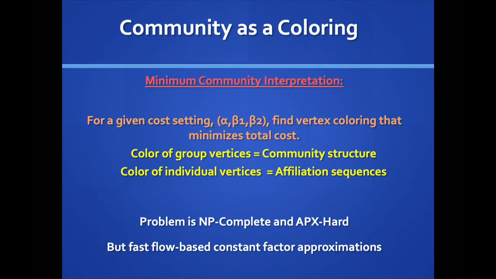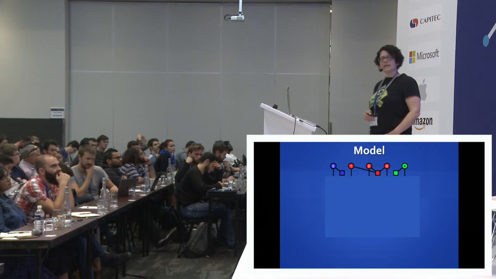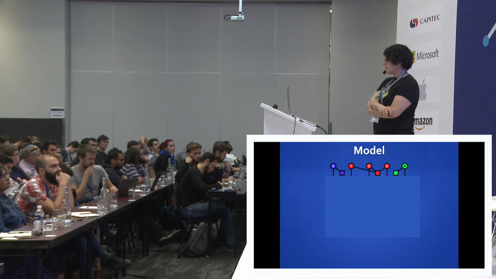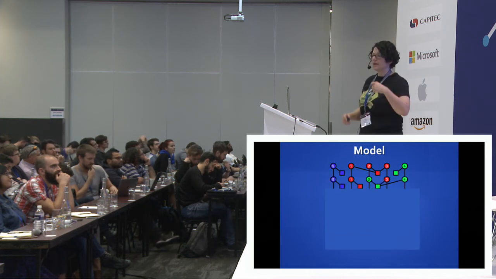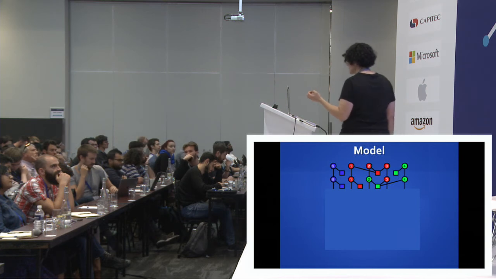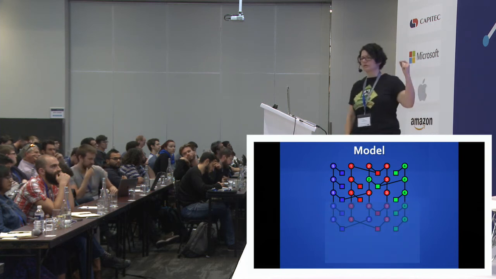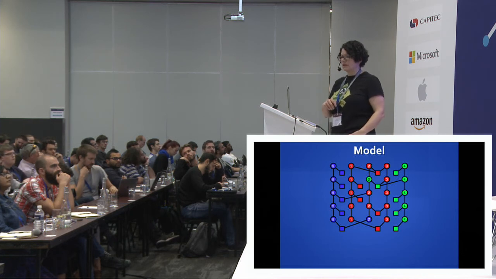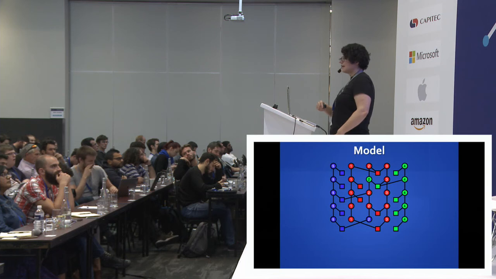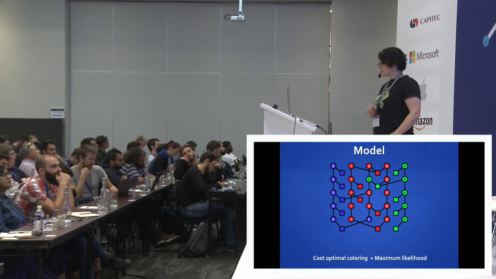So again, this problem is NP-hard, but there are nice approximation algorithms. What's also interesting is that even though it is a combinatorial optimization problem, there's an equivalent probabilistic model where individuals start with a community affiliation, and then at each time step there is a probability of switching or visiting a community. As long as the probability of switching or visiting a different community is less than half, you can prove that the maximum likelihood fit of this model to observed interaction data is the same as the parsimony formulation, the optimal solution. So the cost of optimal coloring is the maximum likelihood.